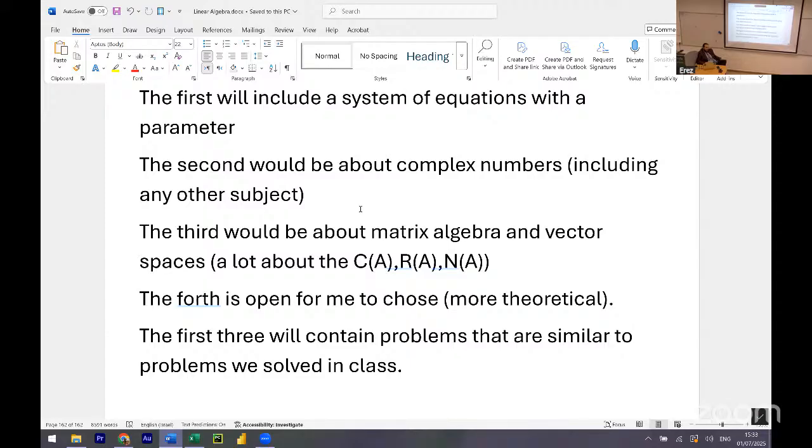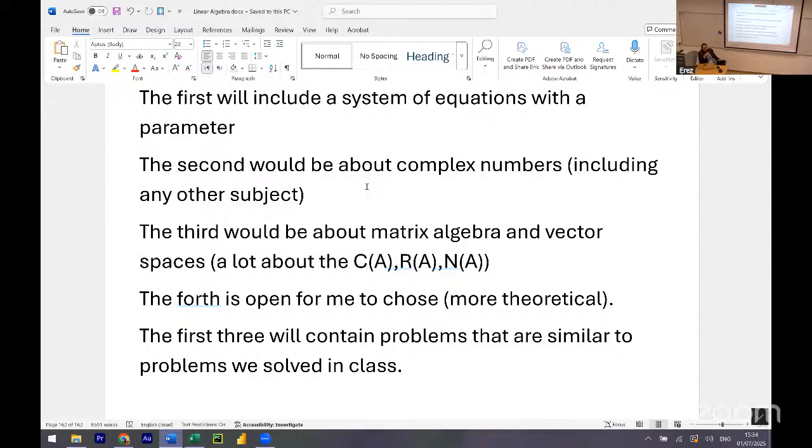So there wouldn't be a question that was just on its own? No, it could be. I could ask you to find the fourth roots of a certain complex number. It could be as well. There will be a few parts for the question.